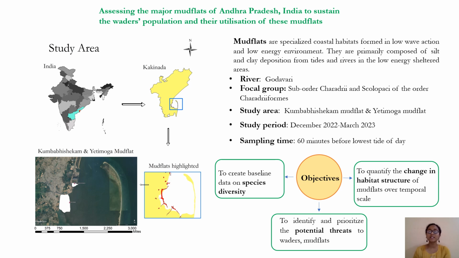Now, mudflats are the intertidal regions which have influx of both freshwater and saline water, and they're generally formed in areas having low wave energy. Because of this, there is deposition of silt and clay, making them very rich in organic matter. So this in turn sustains a lot of invertebrates, which attracts the waders and other long distance migrants. Therefore, the mudflats are commonly used wintering grounds.